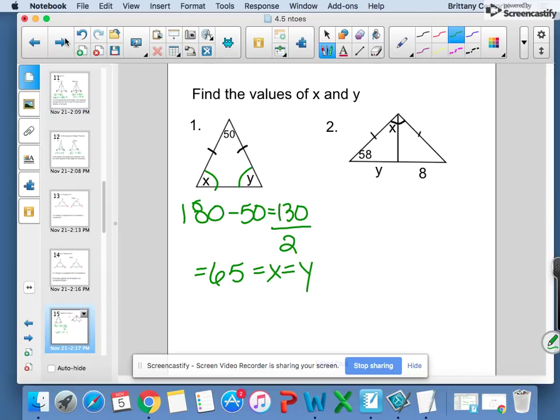Now, over here, I know that if I have my sides congruent and I have this bisected angle, then it's a perpendicular bisector. So that means that y is also going to equal 8 because those two segments have to be congruent. And then I have a triangle here. Well, I already have 90, so I'm just going to take 90 minus 58 to give me x, and that's going to equal 32 degrees for x.